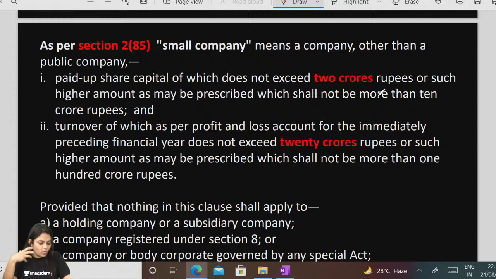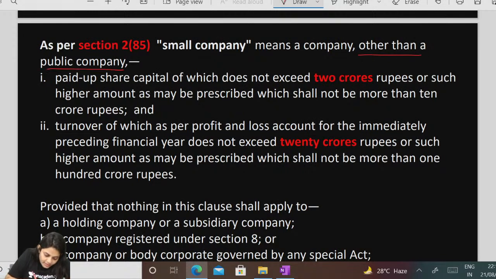So basically, being a small company means I am enjoying certain privileges. Now, if I look at the first line of the definition as given in clause 85, small company means any company other than a public company. That means even if a public company fulfills these criteria, it will never enjoy the benefits of a small company. So when I say other than a public company, it is always a private company which is a small company, correct? Now, to become a small company, you have to fulfill these two conditions.